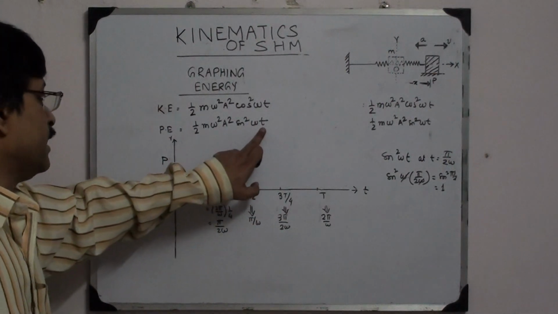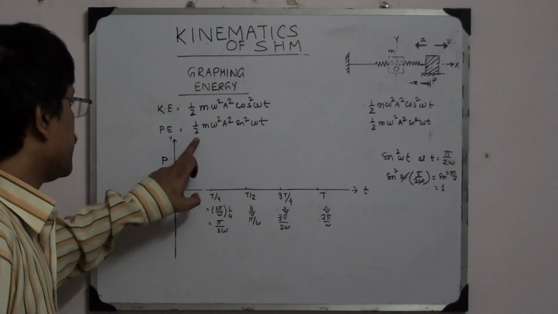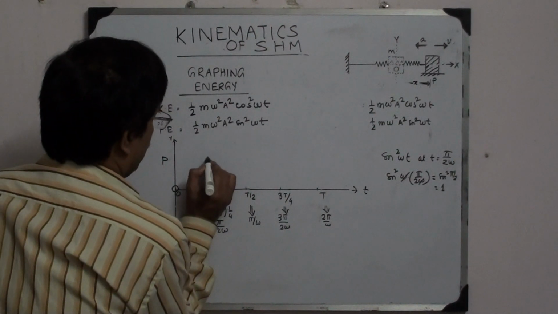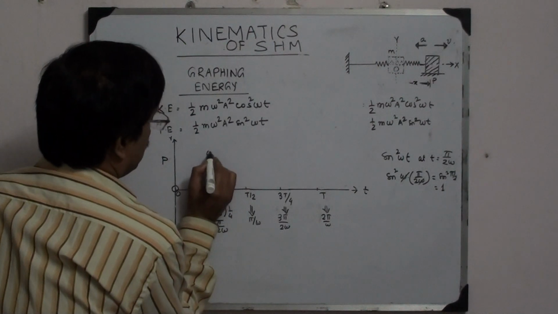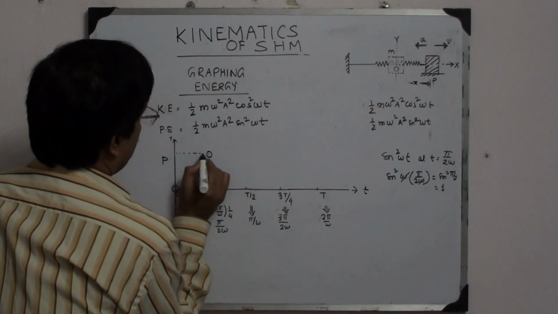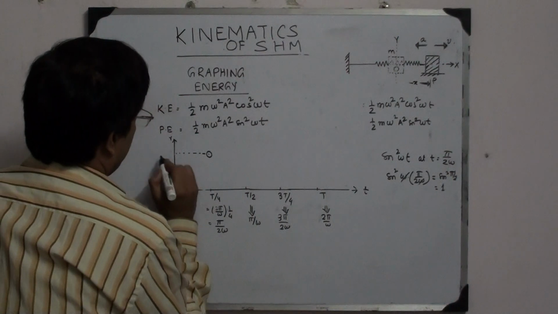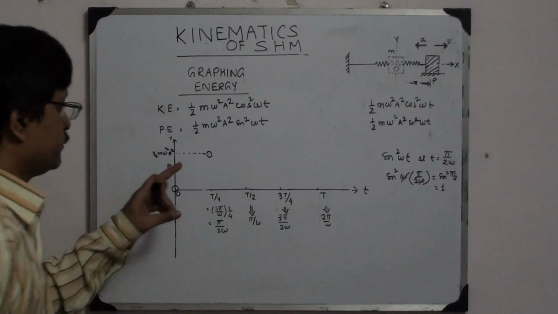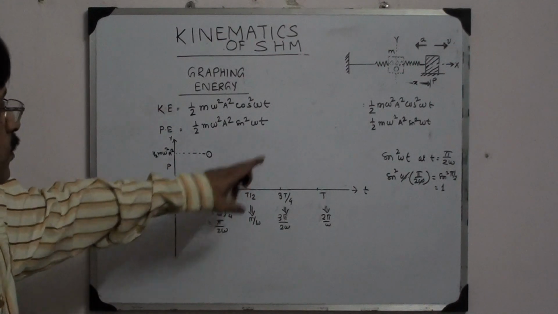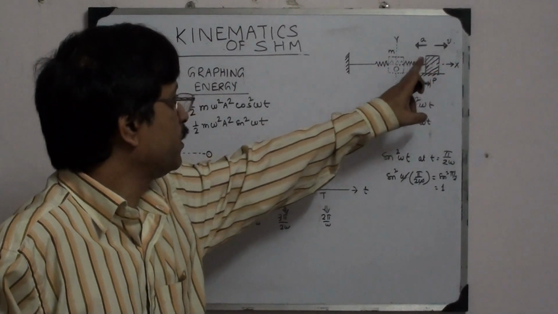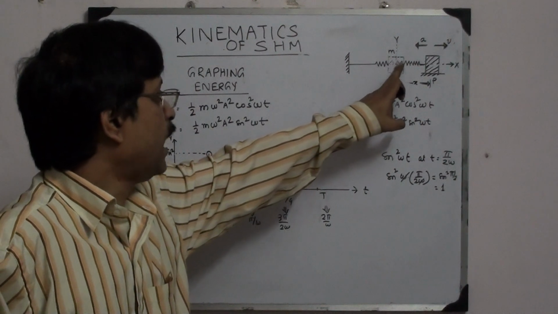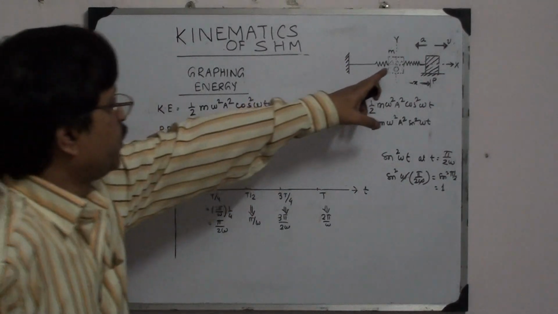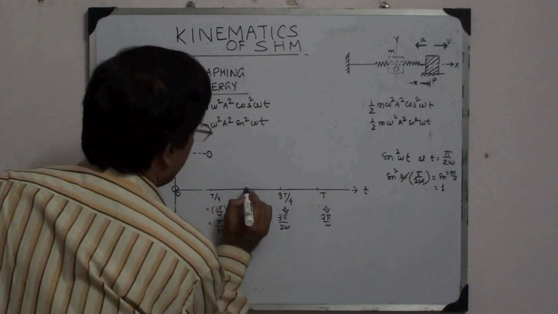Sin square omega t is at its maximum, so the potential energy at T by 4 is half m omega square a square. So we can mark this point as half m omega square a square. Now what about T by 2? The body goes here at T by 4, comes back here at T by 2, half cycle, it has reached here but it's going toward the left. So at this point here it is again 0.